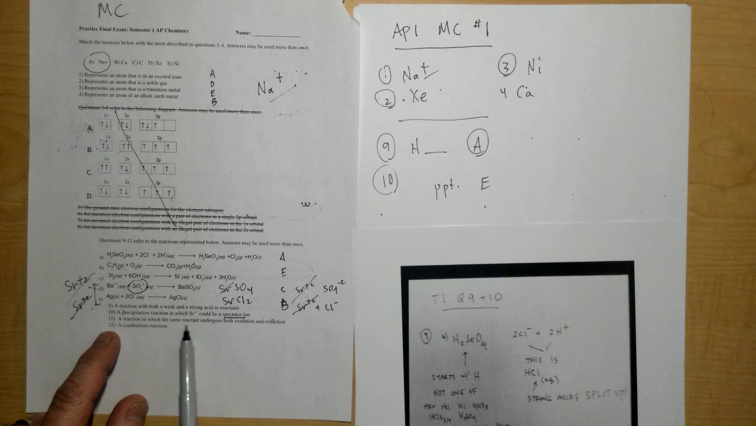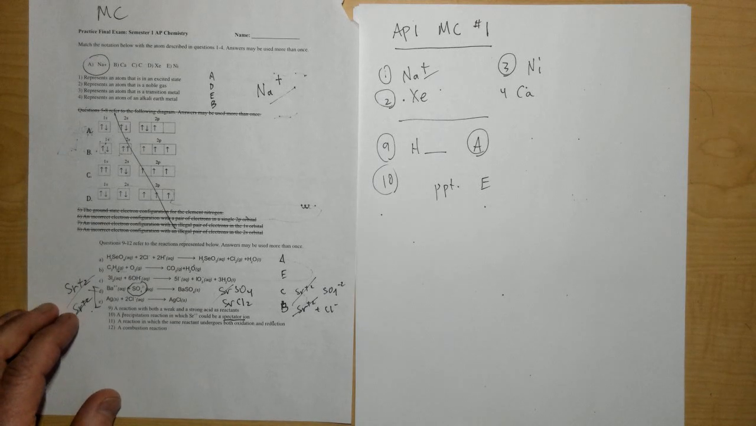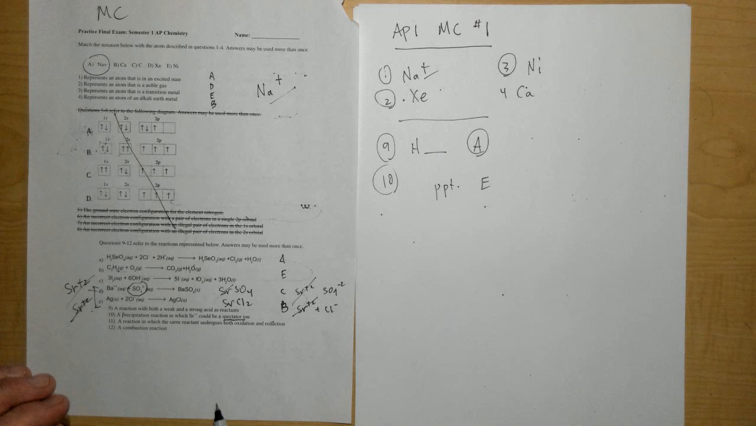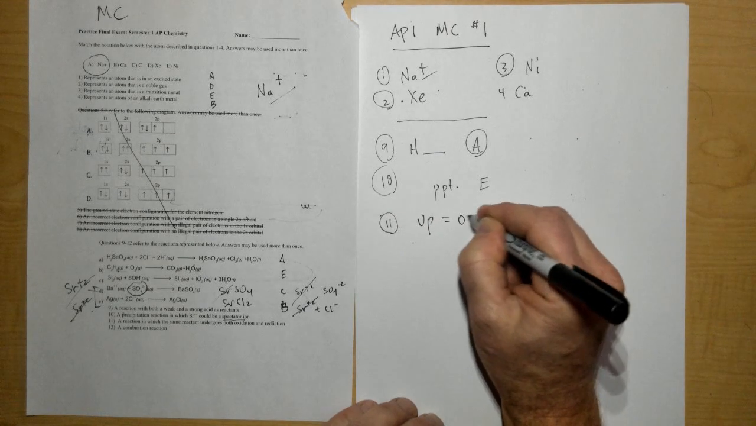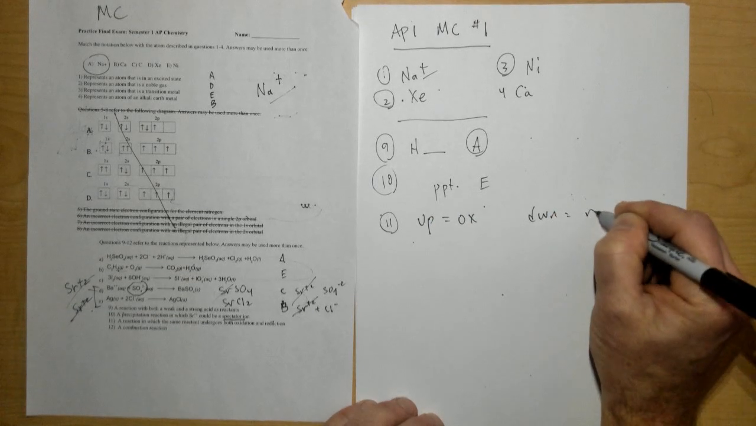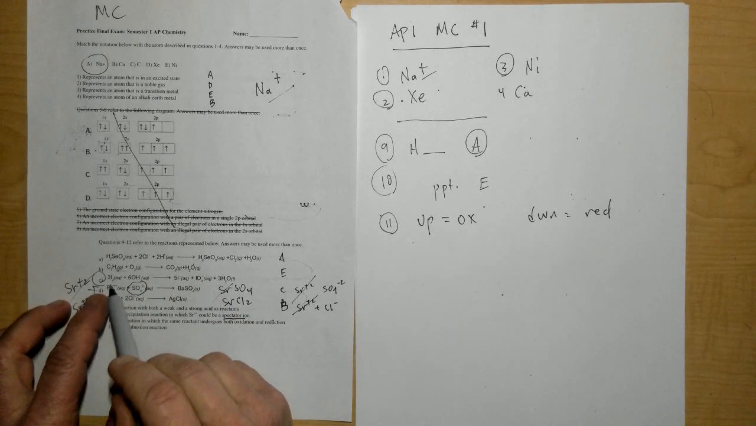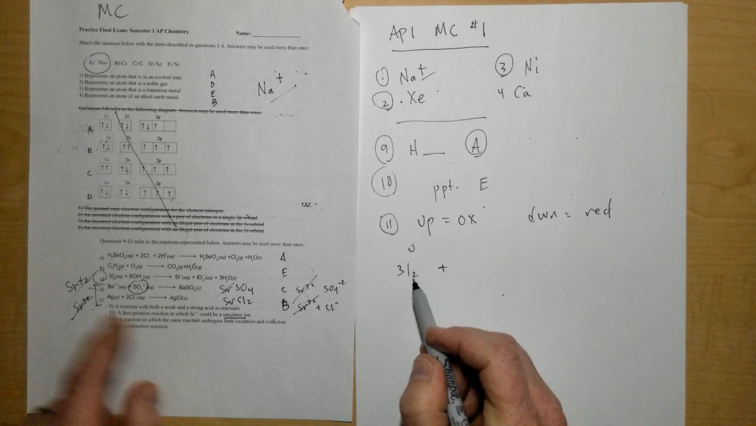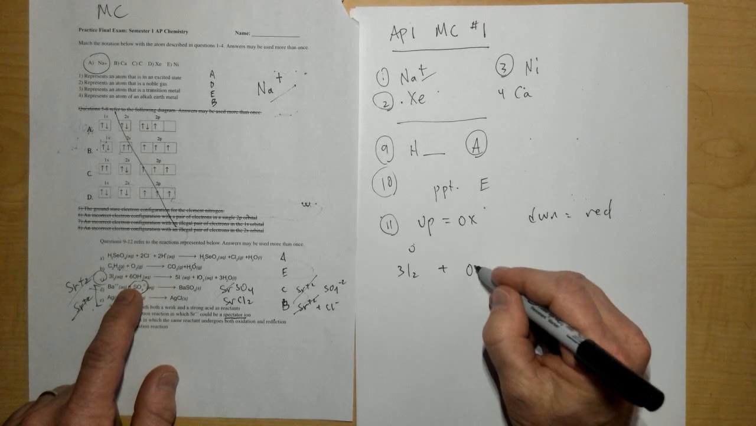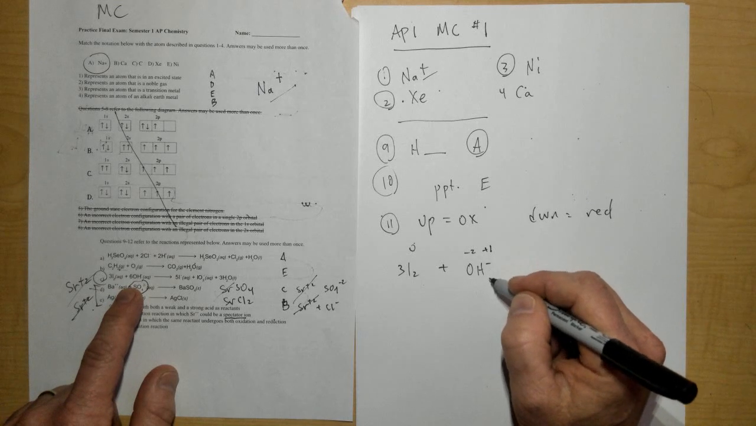Number 11, a reaction in which the same reactant undergoes both oxidation and reduction. So remember, redox reactions are ones where something that goes up in charge is oxidized, and down in charge, remember, is reduced. And so let's go through and zoom in on letter C right here, and take a look at what I2's oxidation number is. It's 0 because it's alone by itself. And then oxygen, of course, is -2, and hydrogen is +1 in OH-.